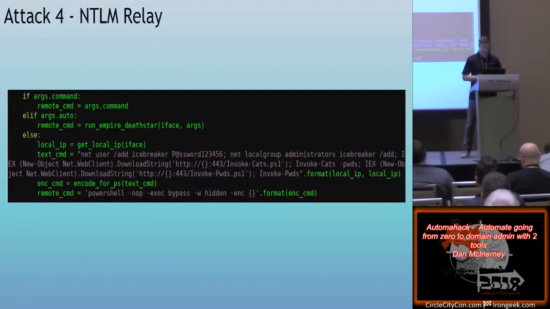After that, it's going to spin up a web server locally on port 443. And then it's going to tell the remote server to download invokecats.ps1. Invokecats is an obfuscated mimikatz command. I have added AMSI bypass that I tested yesterday. It still works well. AMSI is what Windows Defender uses to scan memory for PowerShell stuff. So I have an AMSI bypass in there, so Windows Defender is not going to catch it.